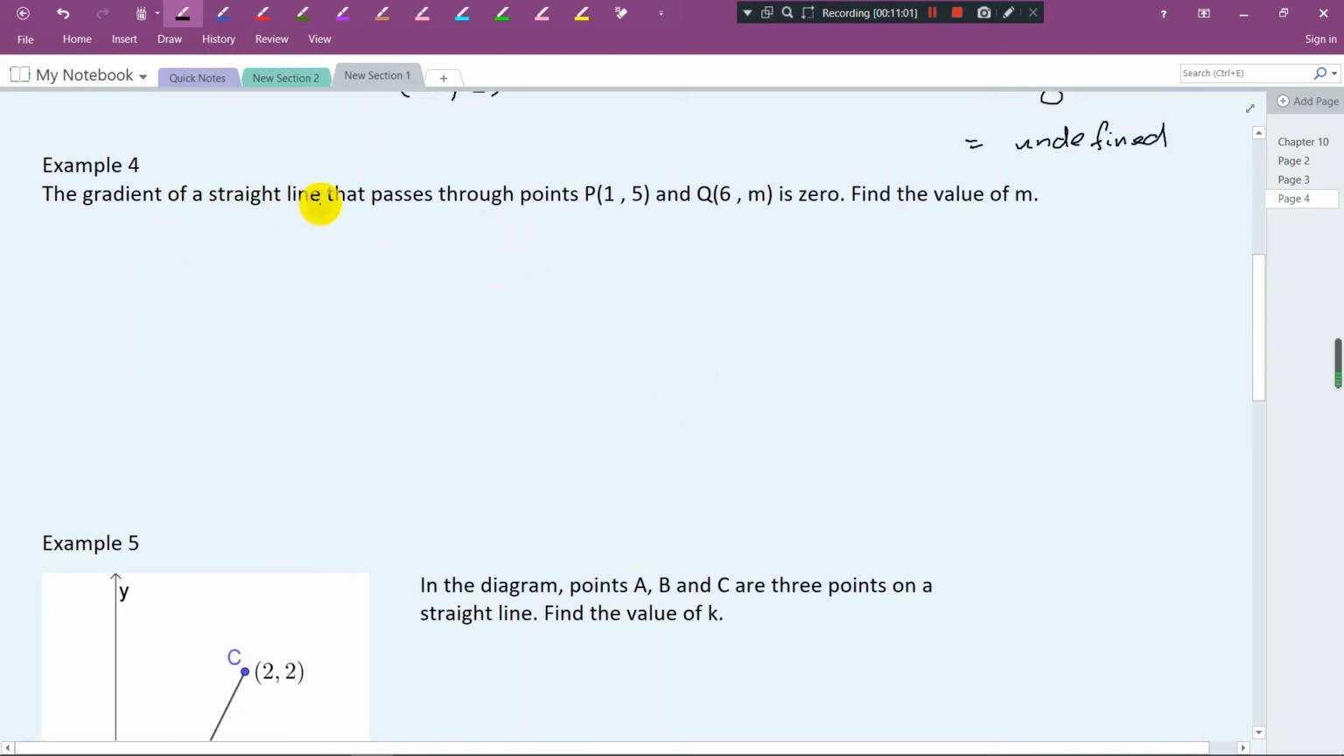Okay, so now let's go to example number 4. The gradient of the straight line, almost the same thing as just now, but now the gradient is 0. Okay, find the value of m. We want to get the value of this m. Okay, let me sketch a diagram for you first, so it's easier for you to understand.